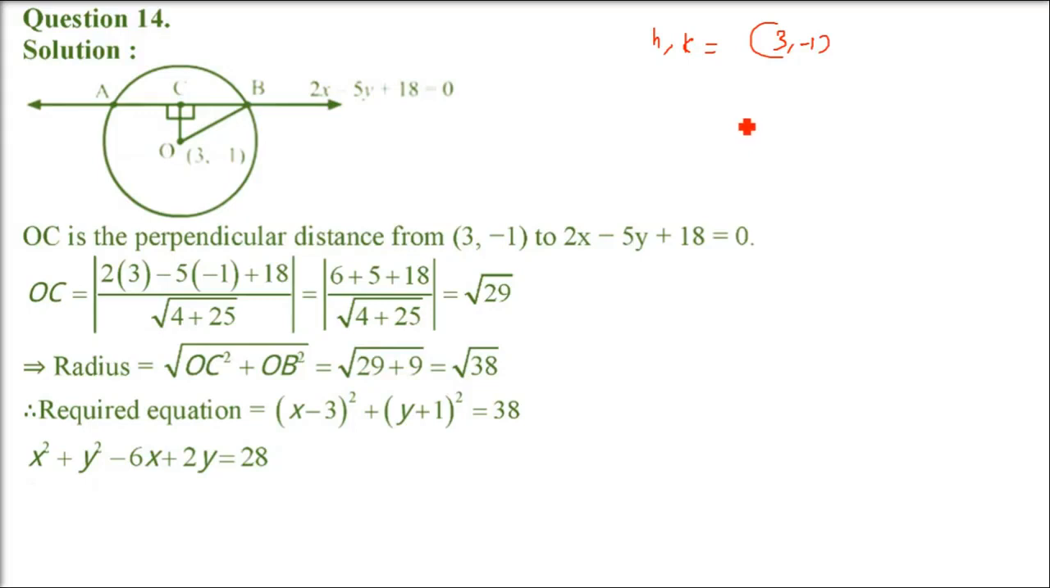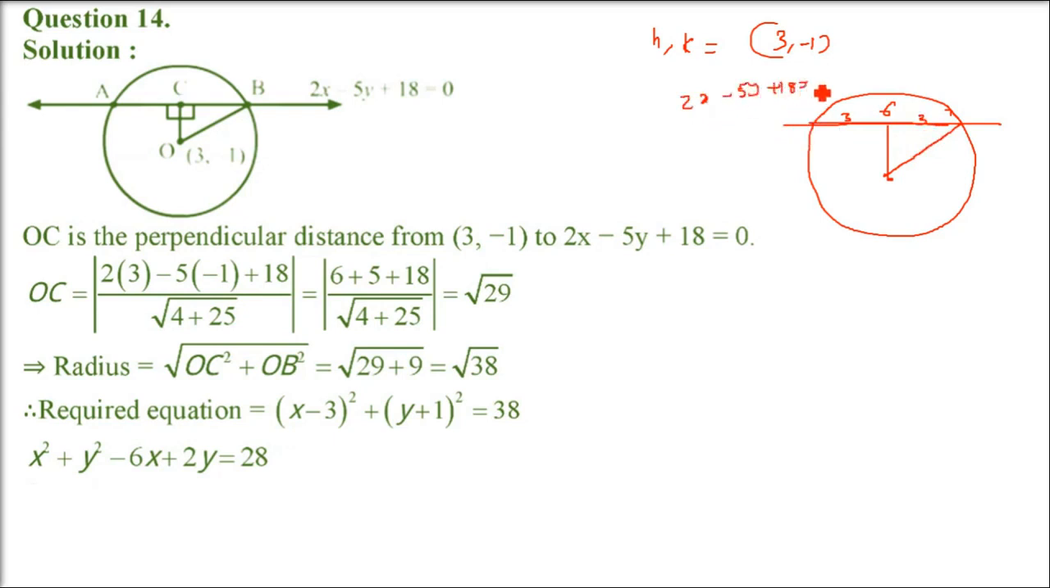is a chord of the circle. So you need to recall all the equations we talked about while dealing with chords. I'm taking the center. This is the chord, and the length is 6. When we drop a perpendicular from the center to the chord, it divides it into 2 parts. So it will be 3, 3. The equation of the line is 2x minus 5y plus 18 equals 0.